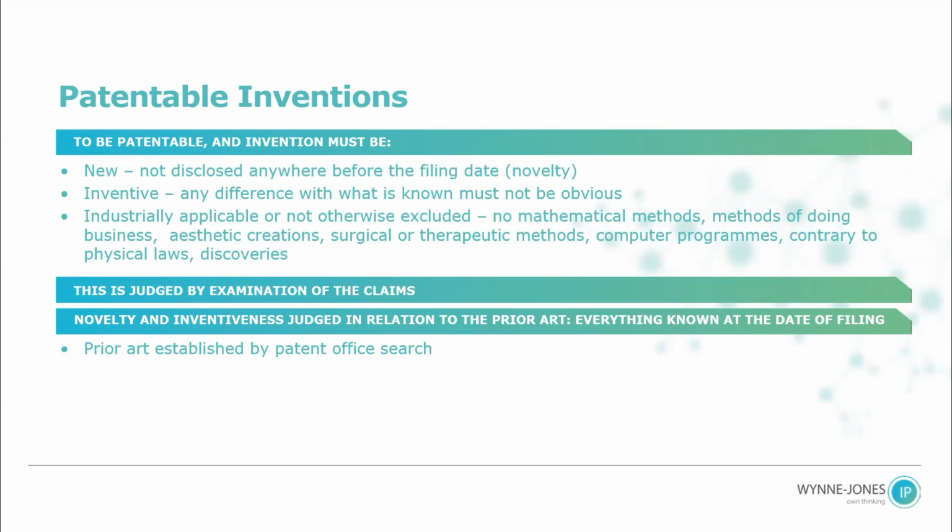They've got to be inventive. And that means that any difference between what the invention is and what is known can't be obvious or routine. It must in some way contribute in a non-obvious fashion. And ultimately, they have to be what's called industrially applicable, or not otherwise excluded. So we've got two things here. We've got a set of industrial applicability. Is there an industry or some form of commerce to which this patentable invention applies?